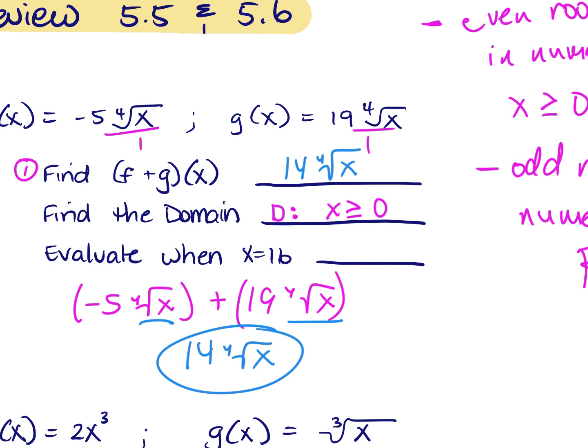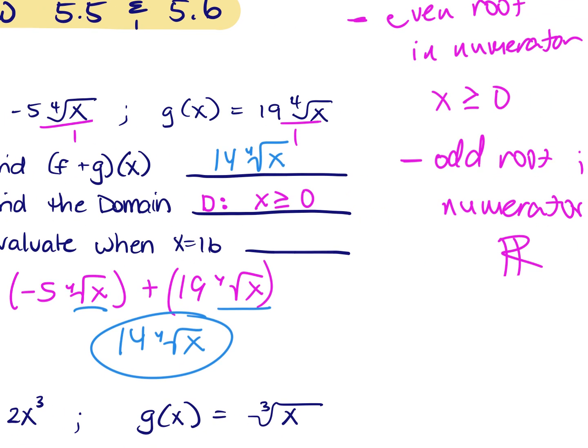Now, the last question is saying, okay, let's go ahead and evaluate when x is 16. So you have 14 times the 4th root of 16. What do you do first?